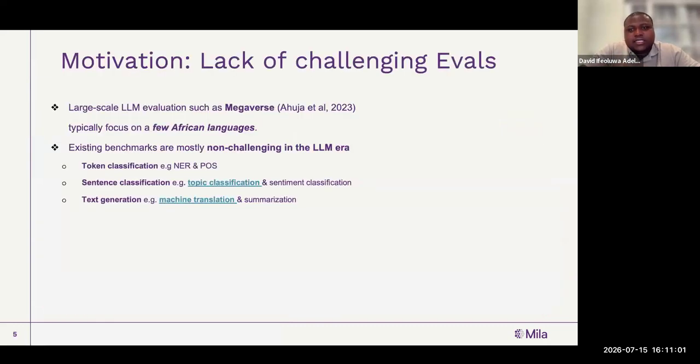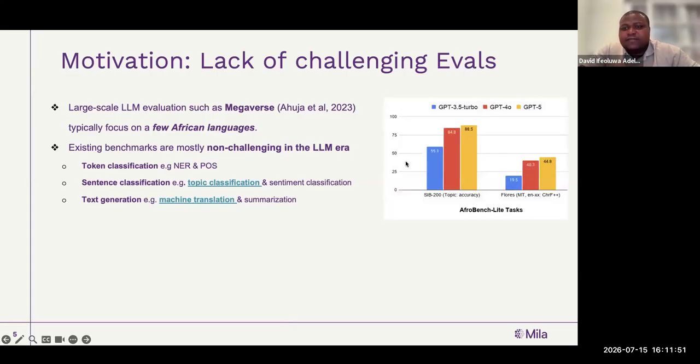And the major challenge is there have been a lot of evaluations going on. There's this project with Microsoft called Mega and Megaverse, where they try to evaluate leading LLMs like GPT-4 and GPT-3.5 on several languages, but they only include a few African languages. And existing benchmarks are not very challenging. Named entity recognition, apart from dealing with tokens, which is already a big problem with LLMs, the task is not very challenging itself. And then also sentence classification, like topic classification, including some of the old problems we have been working on in NLP, like machine translation, seems to be not very challenging with LLMs.